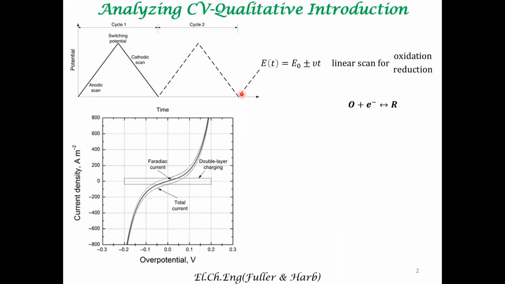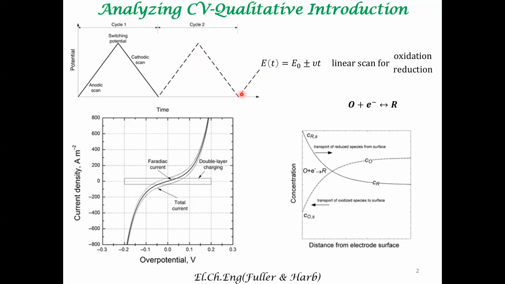So what makes the analysis of cyclic voltammetry quite complicated are the effects of mass transfer. We derive this under certain limiting conditions. However, the real system has significant complexity due to mass transfer.